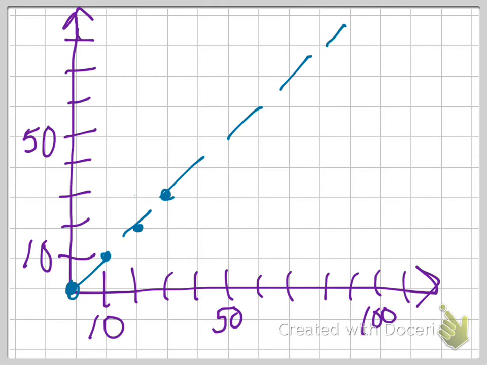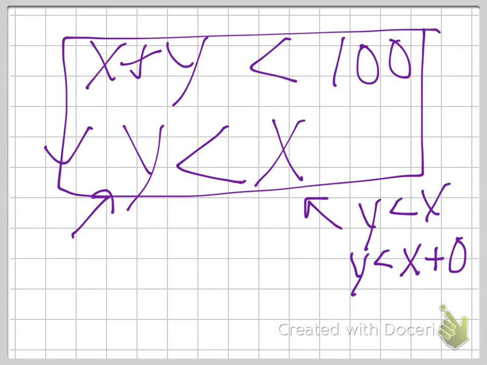Okay, let's look at our second line. Let's go back and look at this line right here. The x plus y is less than 100. Okay, we have to get that into slope-intercept form. So when I do that, what am I going to have to do first?